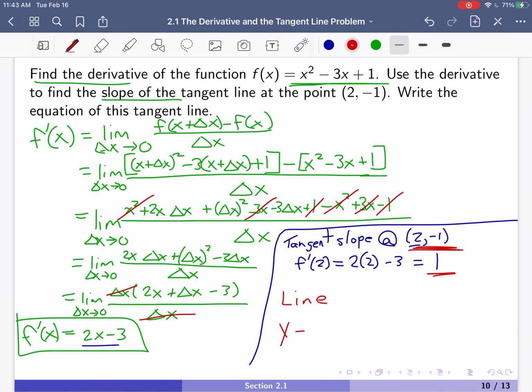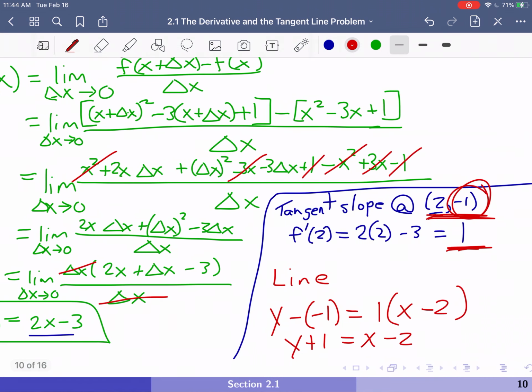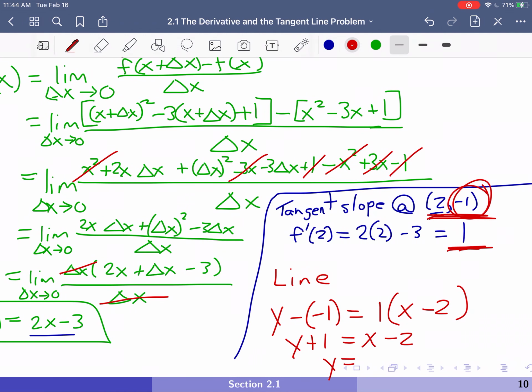So we can take y minus the y value of the point, so y minus negative 1, is equal to the slope 1 times x minus the x value of the point, so 2. So that's point slope form. You can go through and do some algebra and solve this for y. If you solve it for y, you will end up with the equation of a line y equals x minus 3. That is the equation of our line.